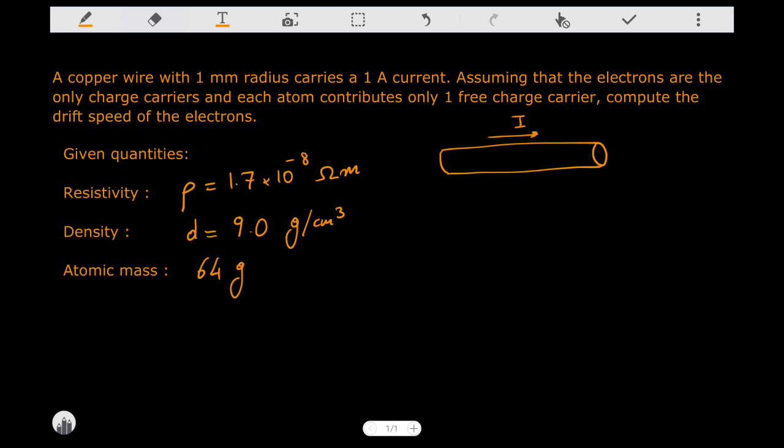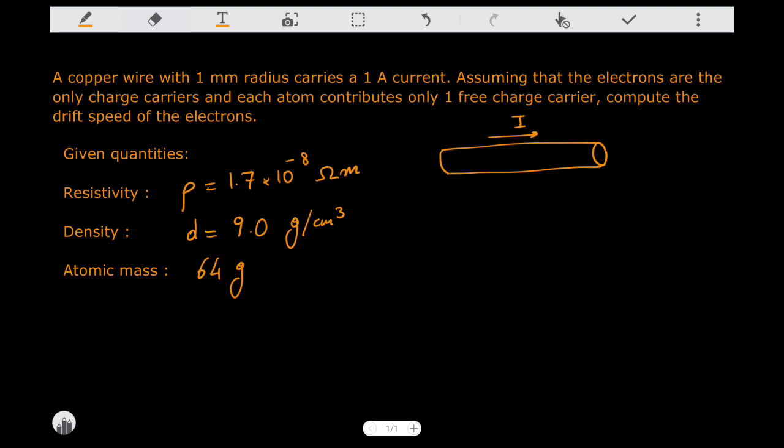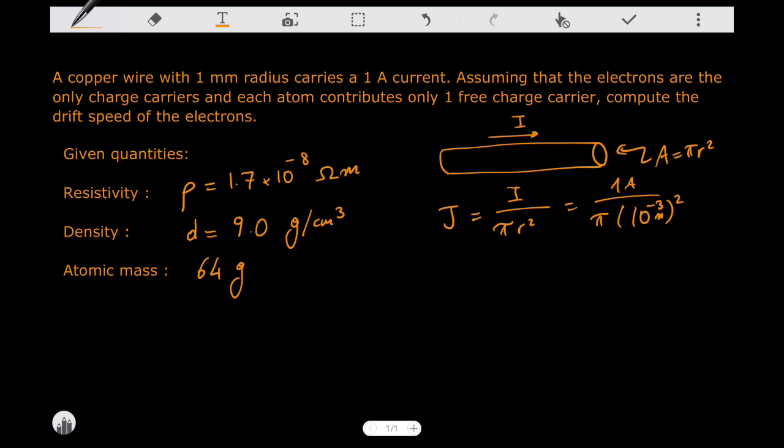So let's just start with the problem. We know the area of the wire. This area is pi r squared. Therefore the current density has a magnitude given by current divided by pi r squared. Current is 1 ampere and the radius is 10 to the minus 3 meters. And so this is equal to 3.2 times 10 to the 5 amperes per meter squared. So that's a typical current density magnitude.